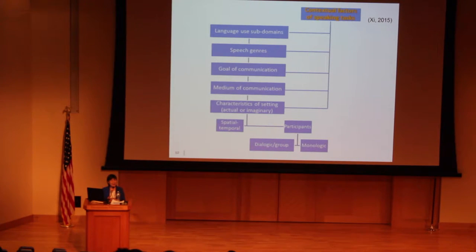Goals of communication typically entail one or more speech functions. So it's really at a higher level than the speech functions that we usually talk about. Medium of communication could be monologic, one-on-one, or one-to-many. And the last layer here is the characteristics of the setting, which include spatial and temporal elements and also participants, especially in terms of the roles that participants assume in speaking tasks, their social and cultural relationships, and in monologic tasks, the intended imaginary listeners.